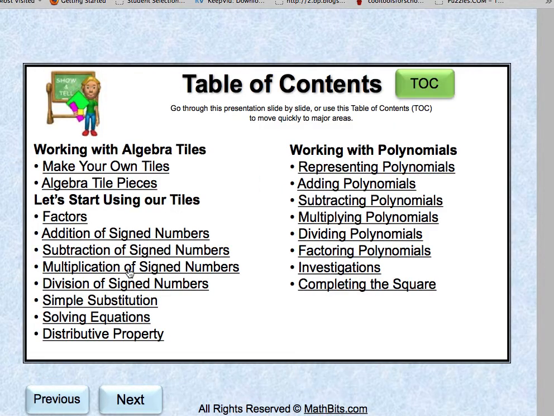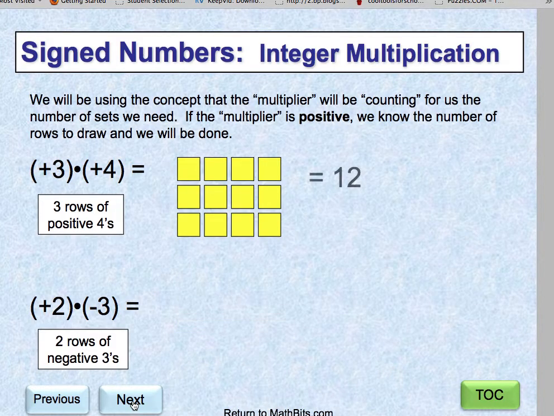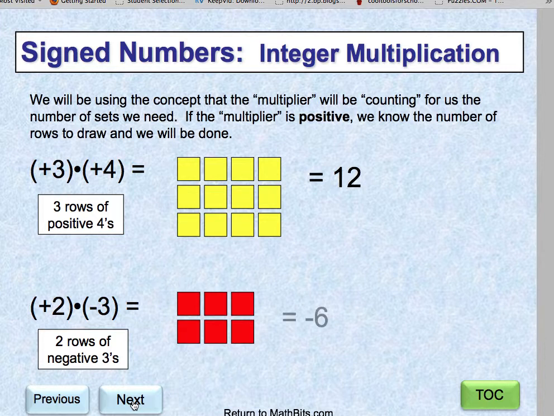Okay, so let me just get to the place I want to go to. So in this situation, I have positive 3 times positive 4. So I have 3 rows of 4 positives, which is equal to 12. But what happens if I add a negative in there? Positive 2 times negative 3. These are 2 rows of 3 negatives. So therefore, I have 6 negative tiles total.